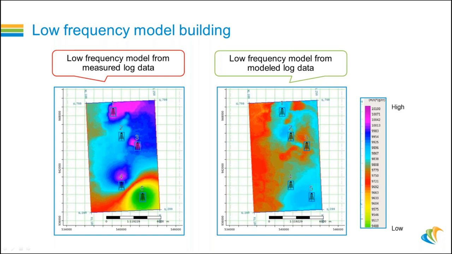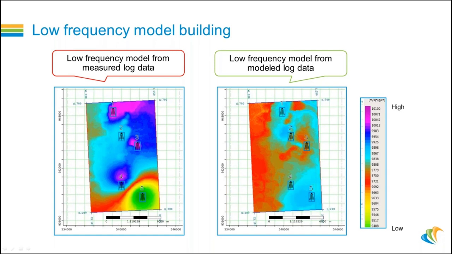And on the right, you see the model log data. Just by quick scanning, you will see that using the measured log data, you have some bullet points, some kind of anomalies around each well, and they are not consistent, or you don't have a smooth transition from one well to another or within the whole area. But when you are using the model data, you get a more consistent image of the subsurface. This is more realistic than having just some anomalies or some high and low amplitude when you go from one well to another well.